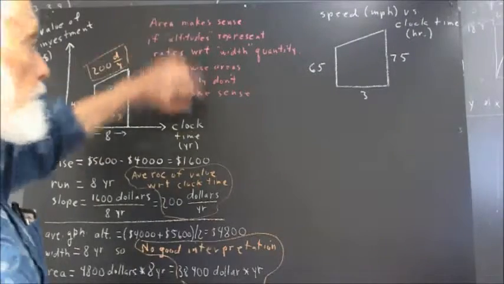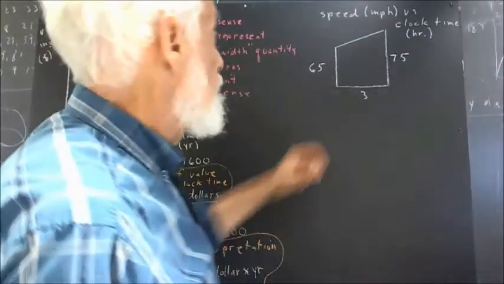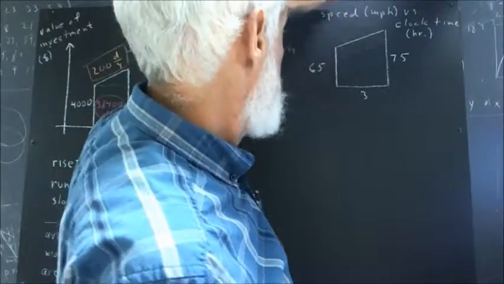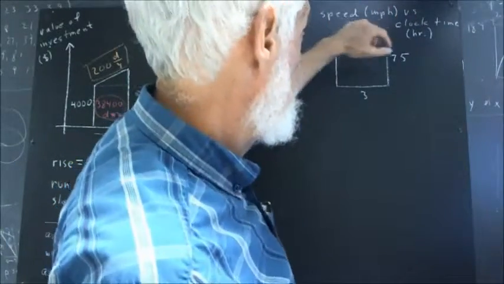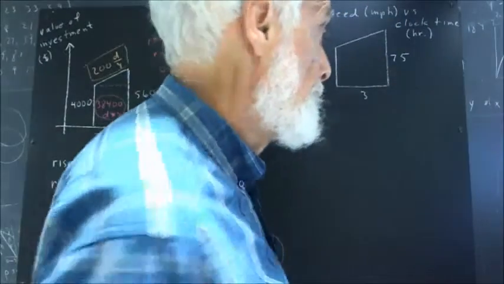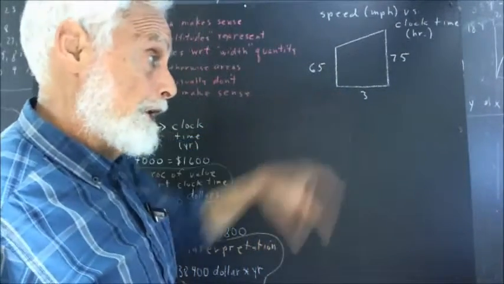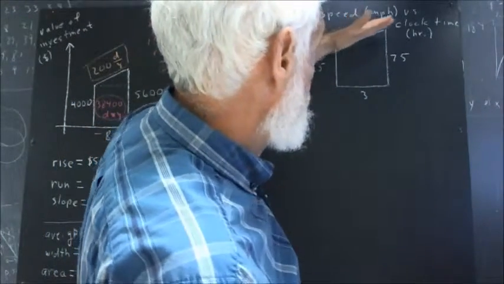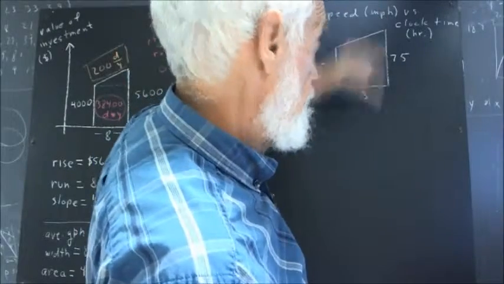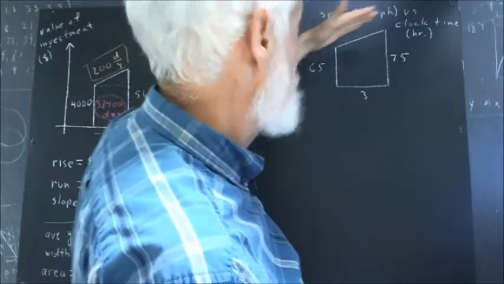Illustrating this principle and also expanding our context a little bit. Okay, we have a trapezoid representing speed in miles per hour. That would be the altitudes, graph altitudes, versus clock time in hours. Now, just because our speed is 75 miles per hour at the end of 3 hours and 65 at the beginning of 3 hours doesn't mean that the speed changed linearly from 65 to 75 miles an hour during a 3-hour period. But let's assume that for some reason or another that is what happened.